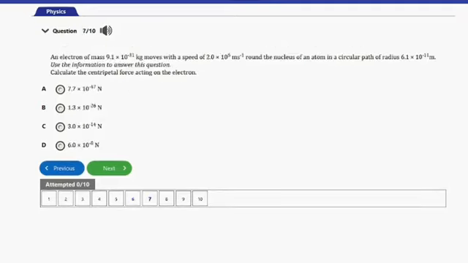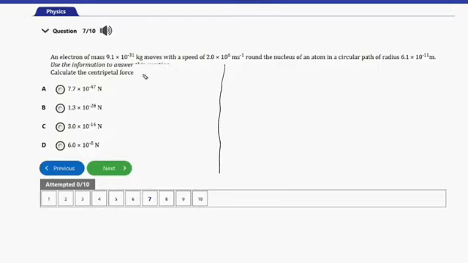So the next question we have here is question number 7, guys. It says, an electron of mass 9.1 times 10 to the power of negative 31 kilograms moves with a speed of 2.0 times 10 to the power of 5 meters per second round the nucleus of an atom in a circular path of radius 6.1 times 10 to the power of negative 11 meters. Use the information to answer this question. Calculate the centripetal force acting on the electron.